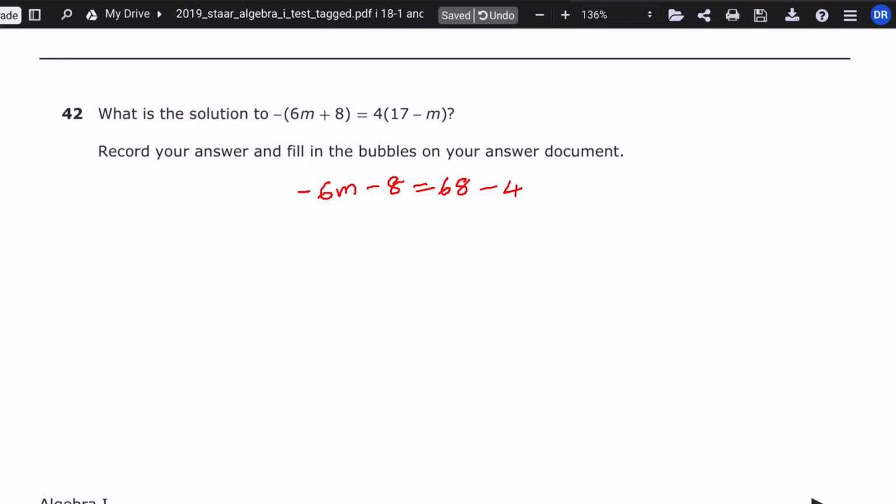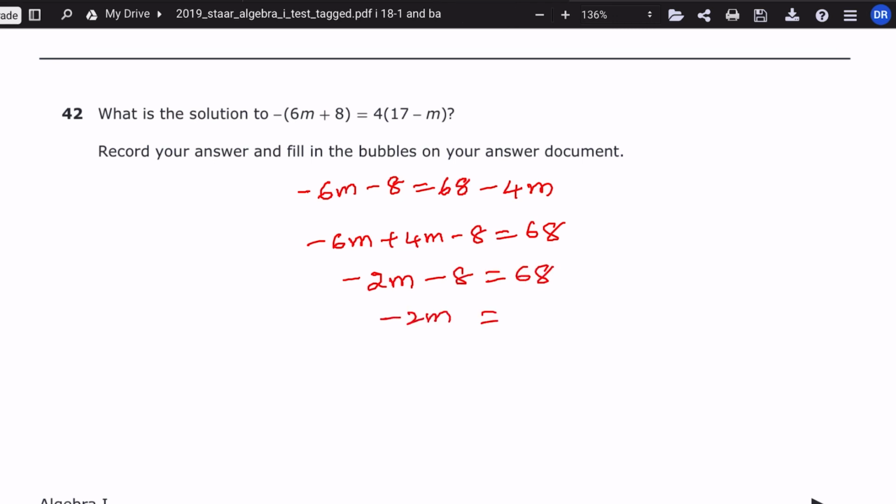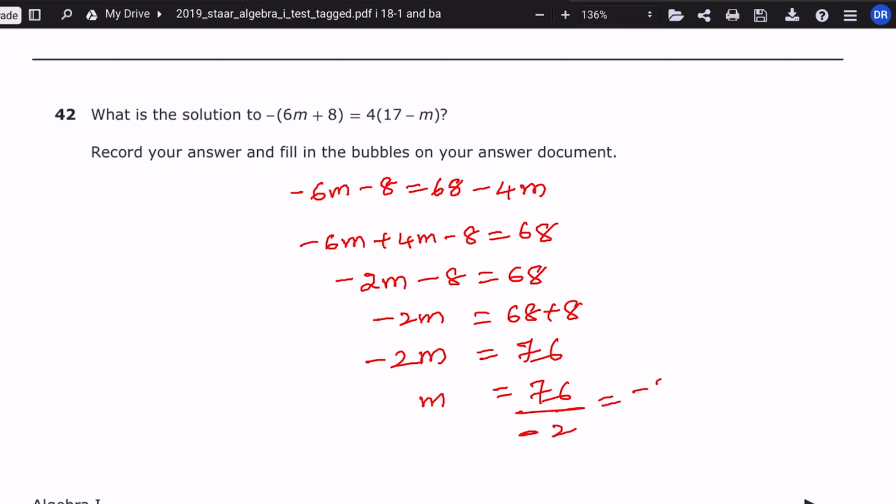68 minus 4m. So now what we do is we take plus 4m on both sides. So you're getting it as minus 6m plus 4m minus 8 is equal to 68. Next, here you're getting it as minus 2m minus 8 is equal to 68. Then plus 8 on both sides, you're getting minus 2m is equal to 68 plus 8, which is 76. So m is equal to 76 divided by minus 2, which is equal to minus 38. Minus 38 is your answer.